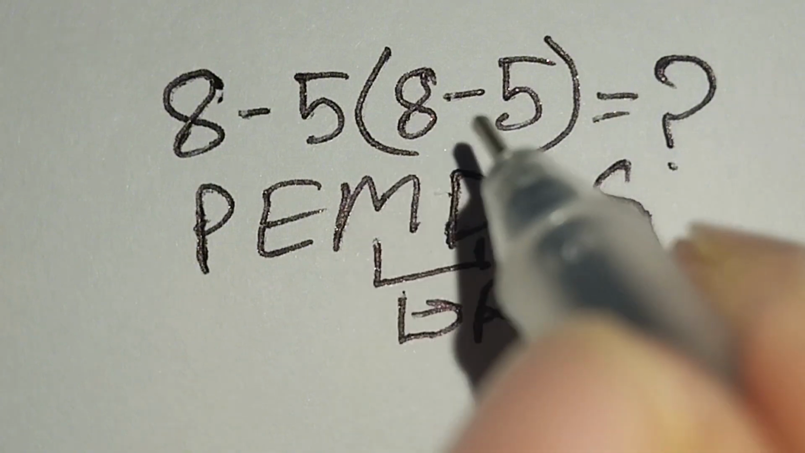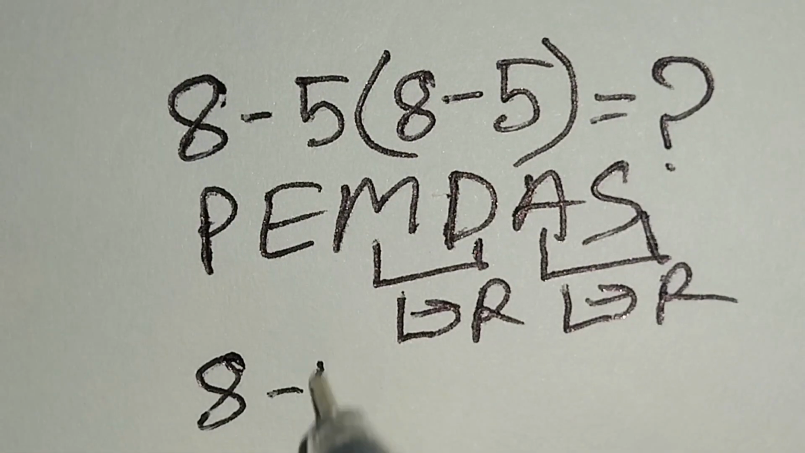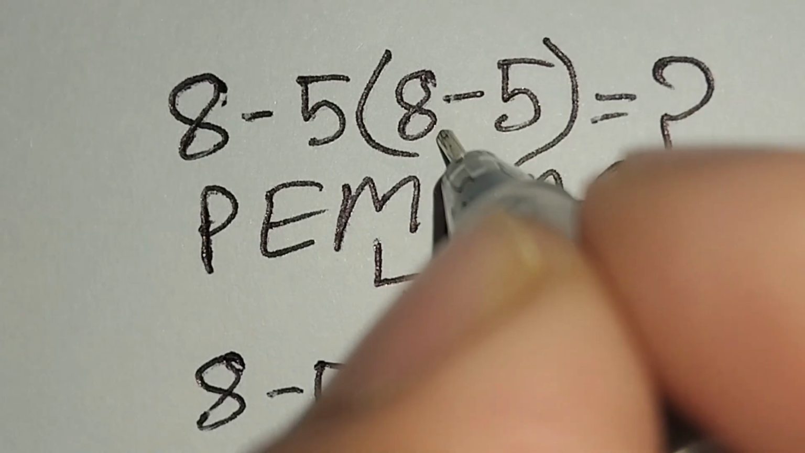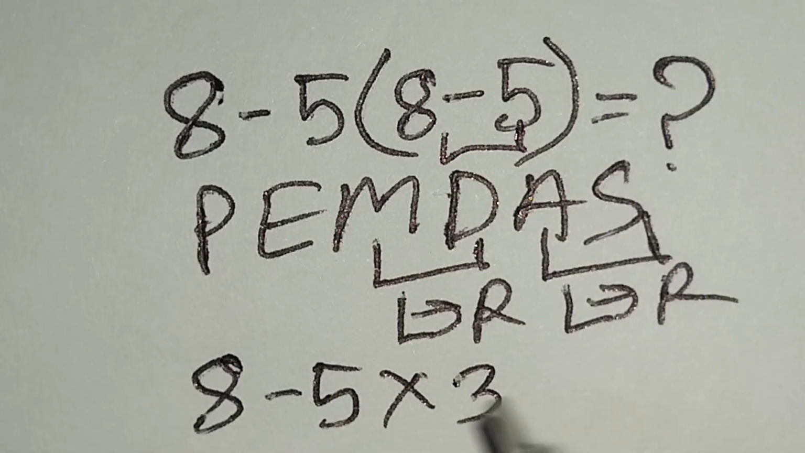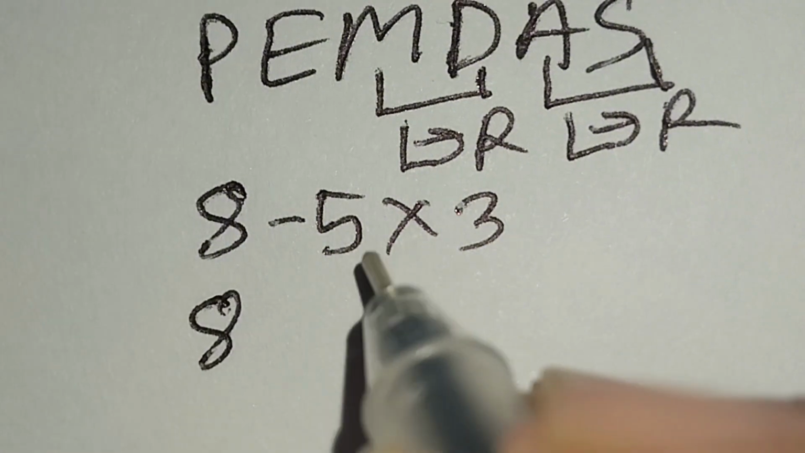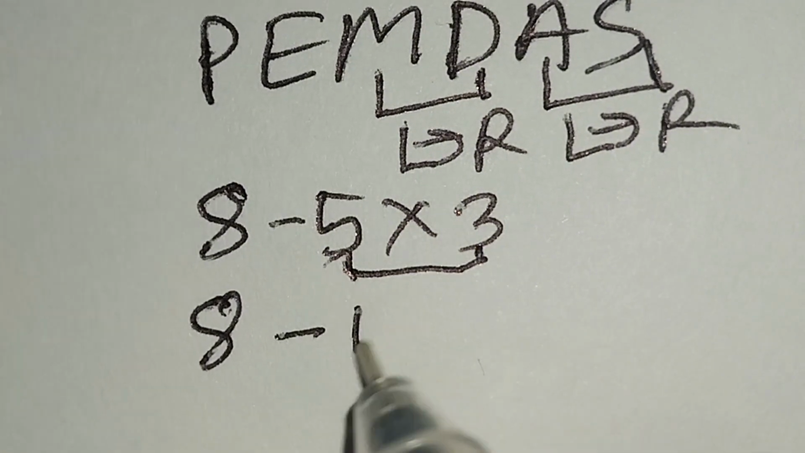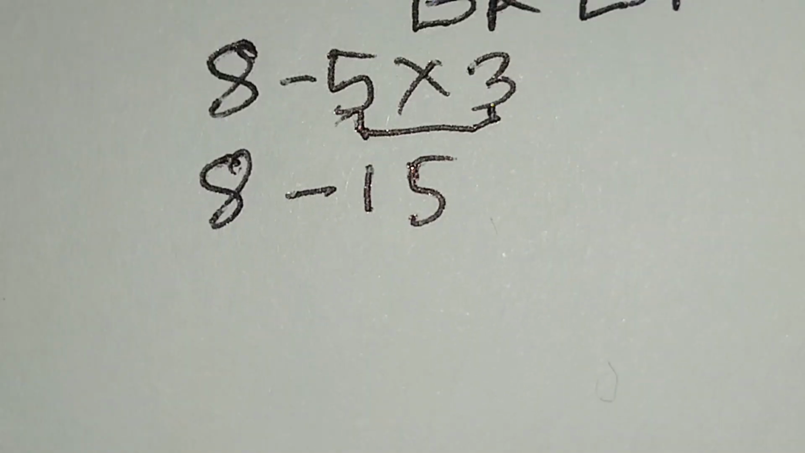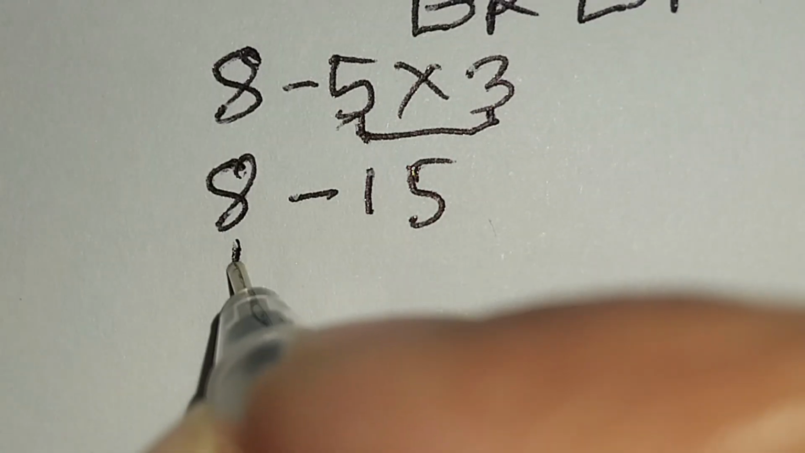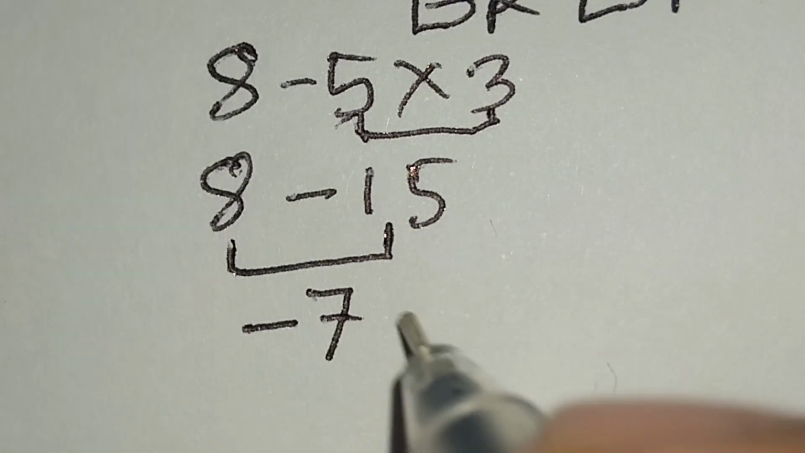Therefore at first we have to work with this parenthesis. Here this 8 minus 5 gives us 3. Here this 8, this negative 5 times 3 gives us negative 15. 8 minus 15 gives us negative 7, and this is the correct answer.